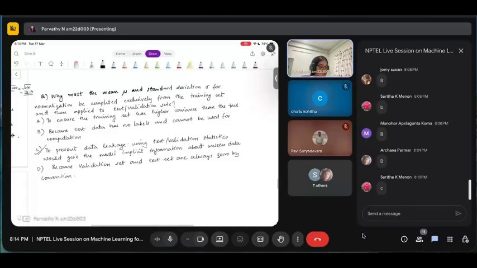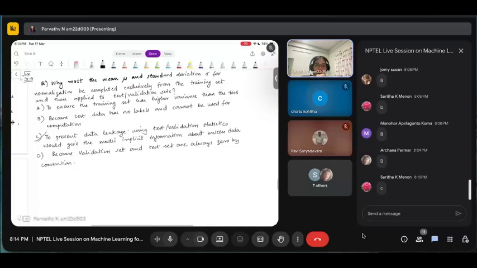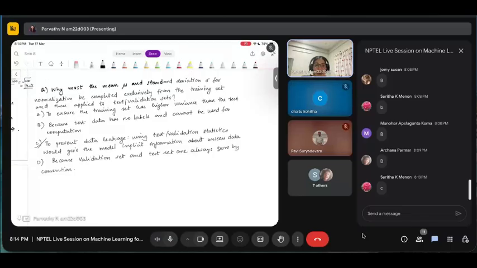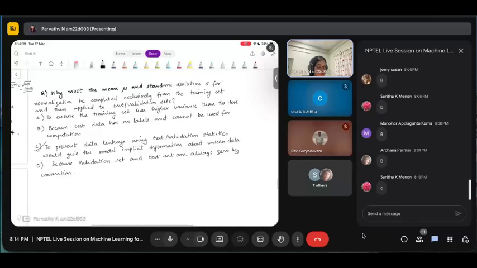So if any one of you have used scikit-learn for any machine learning classification? Have you used this in Python?